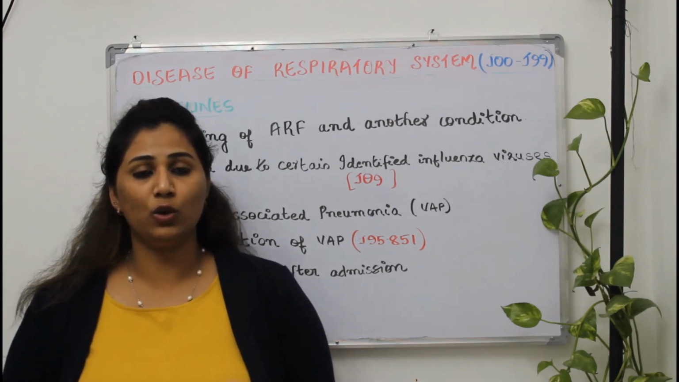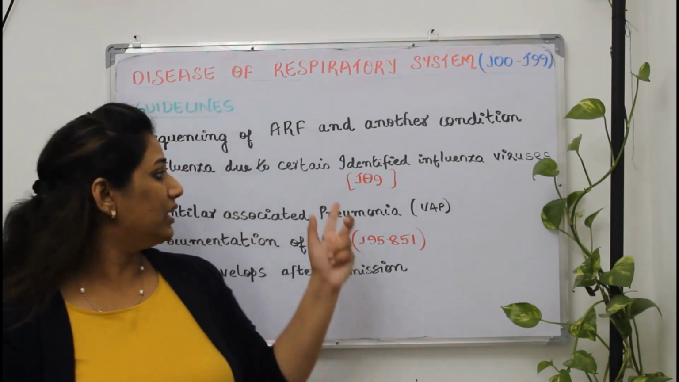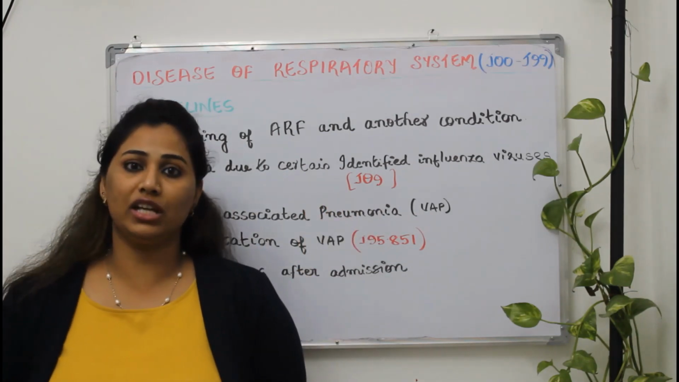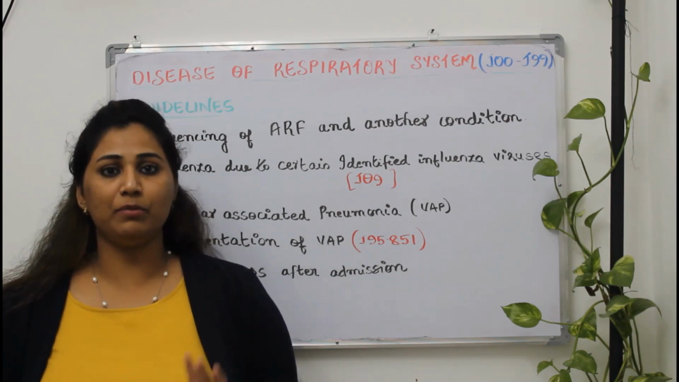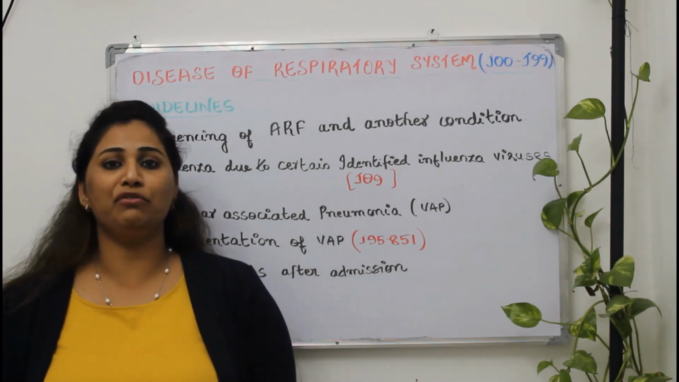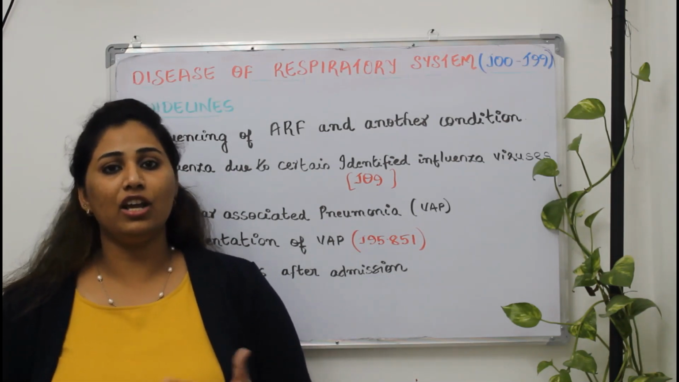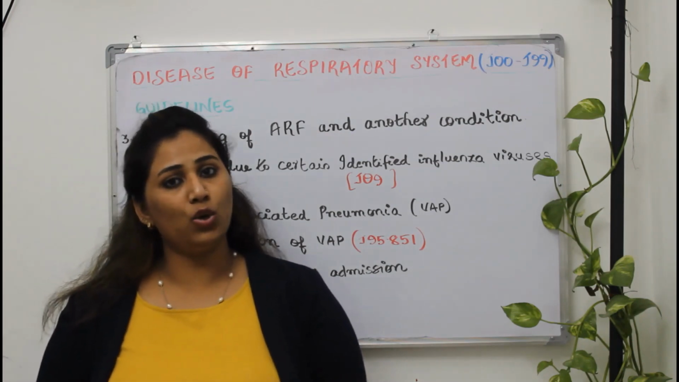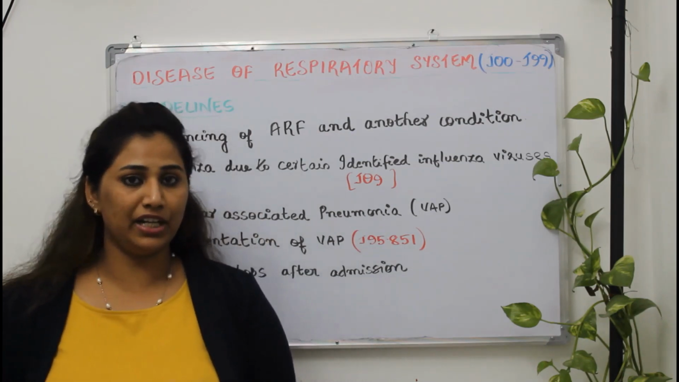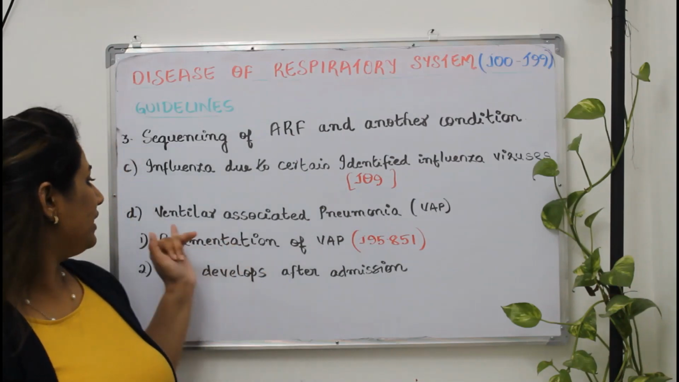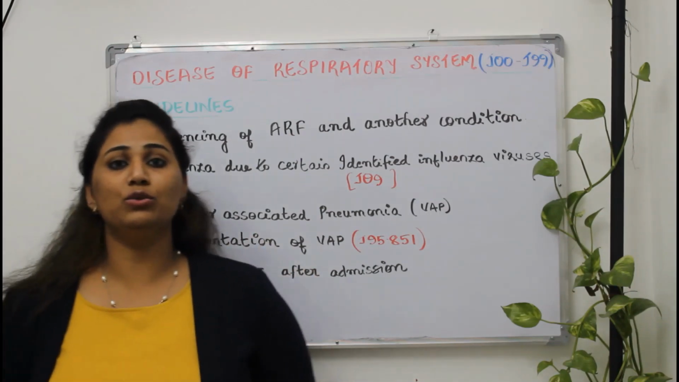Based on that thing only, you need to choose the code. The category code will fall from J09. Based on the lab report, we can identify which type of influenza is there. If it is A, code based on it, and if it is B, choose the code based on that identified influenza. And the next one is ventilator-associated pneumonia.